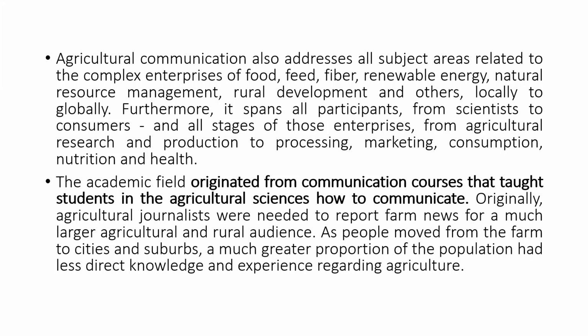As people move from the farm to cities and suburbs, a much greater proportion of the population had less direct knowledge and experience regarding agriculture. And it's something that is extremely visible, and a critical situation has come out of it because of migration for better opportunities in the cities. Our parents or their parents left the villages from wherever they came from, and we moved from an agrarian economy to an industrial economy to now a technocratic economy.